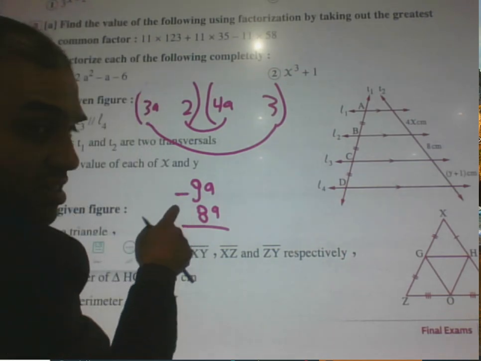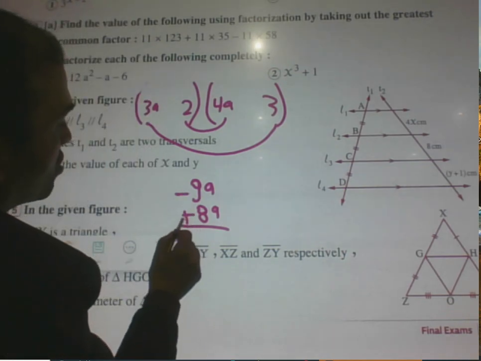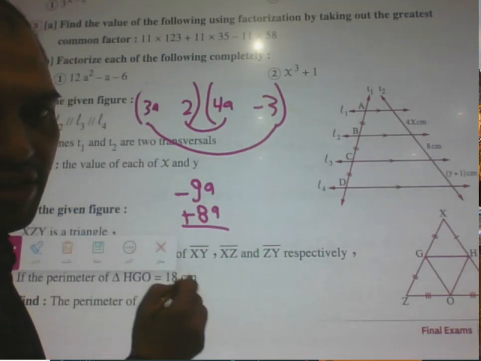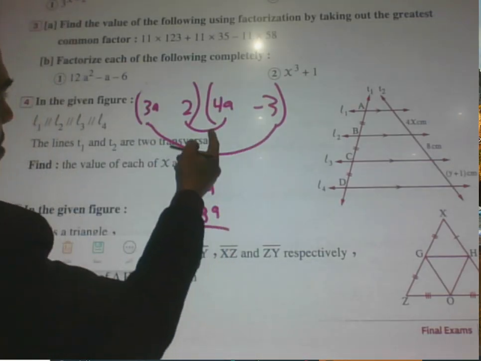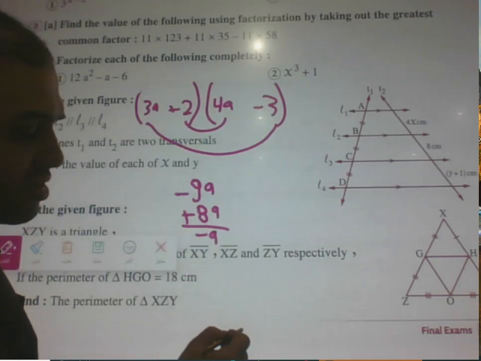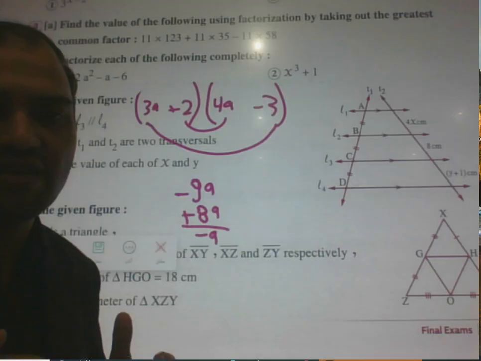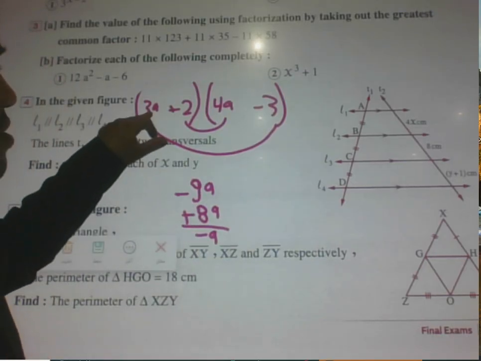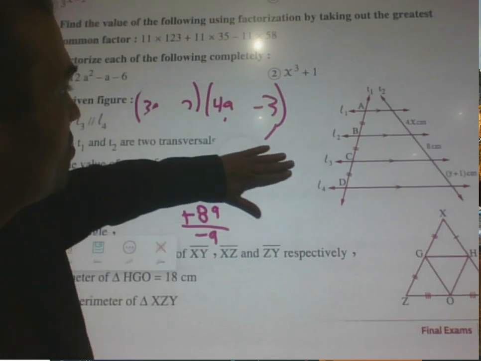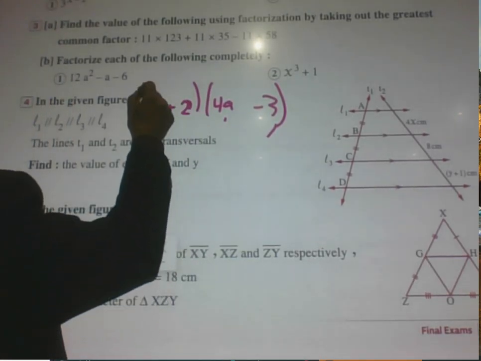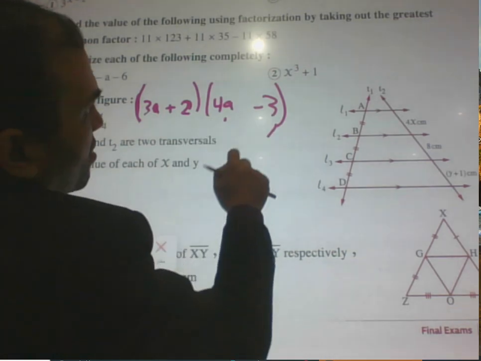I want the difference negative, so the first number will be negative and the second will be positive. Negative 9a, negative 3 multiplied by 3a, and also positive 8a, it will be 4a positive 2. Because the difference between the two numbers is negative 9a plus 8a equals negative a. Then the factorization is 3a plus 2 multiplied by the brackets 4a minus 3.